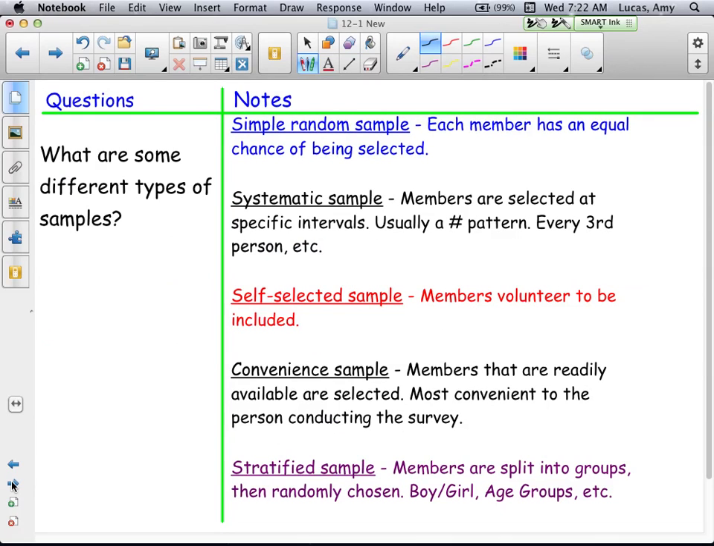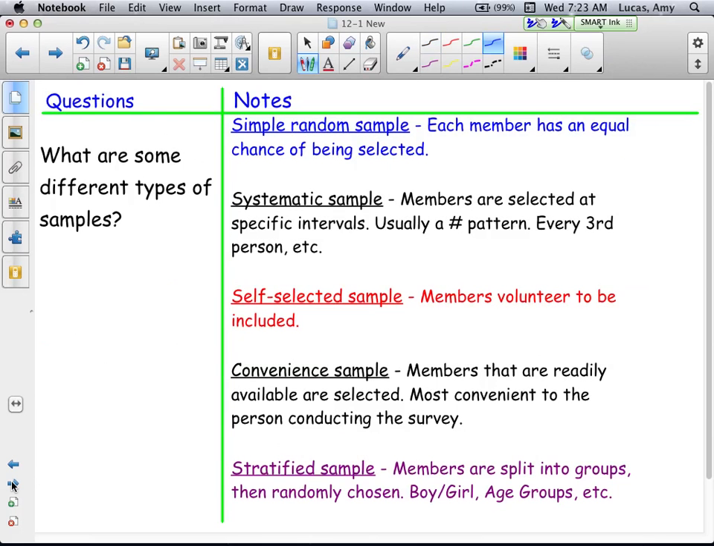Our next question is, what are some different types of samples? There are 5 different types of samples that we're going to focus on. The first one is a simple random sample. That's when each member has an equal chance of being selected. So that's like drawing names out of a hat, where everyone is entered in once. So everyone has a chance at being selected if it's a simple random sample.